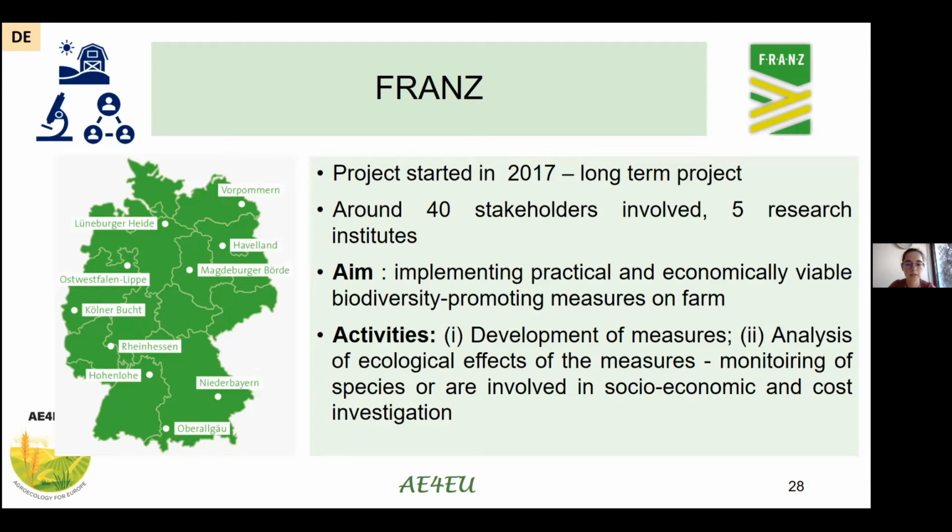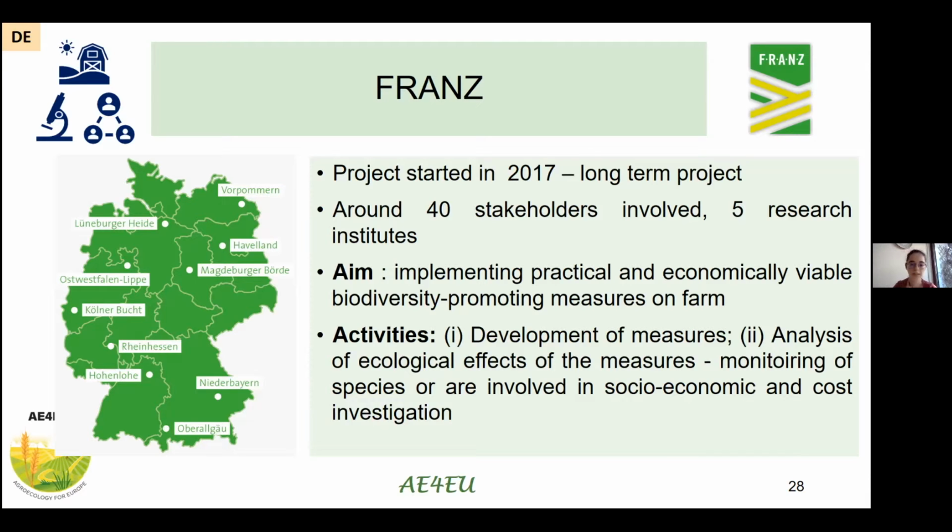This project developed different blooming and extensification measures, for example. In total, 16 measures were established for grassland and for arable land. The ecological effects of the measures are analyzed, and target organisms are monitored throughout the project. There's also an analysis of socioeconomic aspects and a cost investigation. The results of the project will be used to provide policy recommendations.